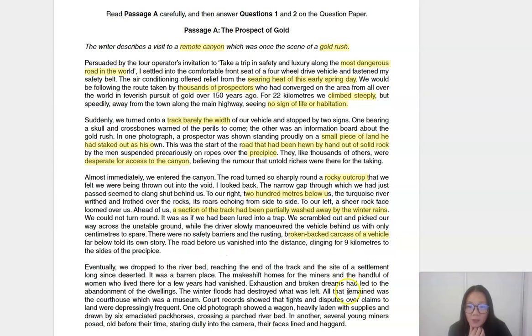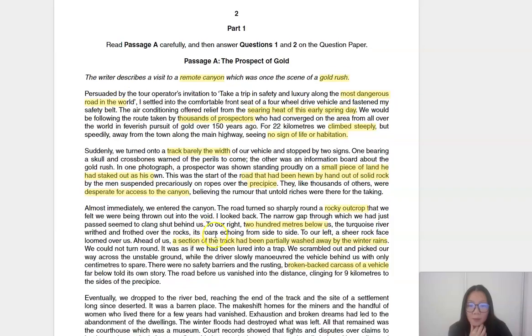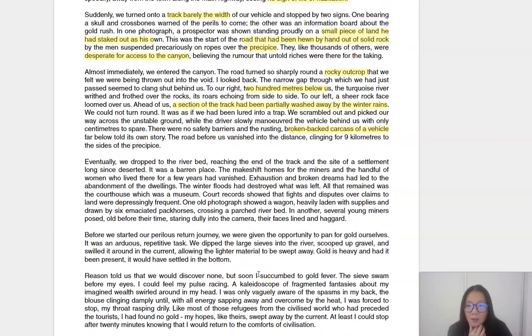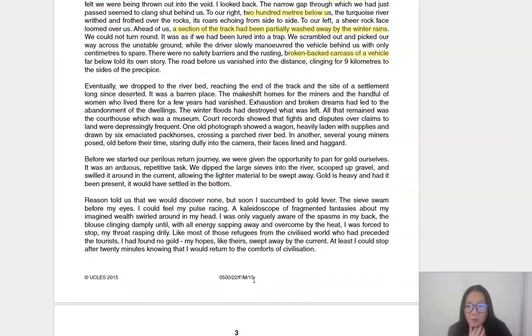The road before us vanished into the distance, clinging for 9 kilometers to the side of the precipice. Okay, so let's see what else. Let's go further down. Eventually we dropped to the riverbed, reaching the end of the track and the site of the settlement long since deserted. So this is the site of the settlement that you were at. It's at the end of the track. And then it was a barren place.